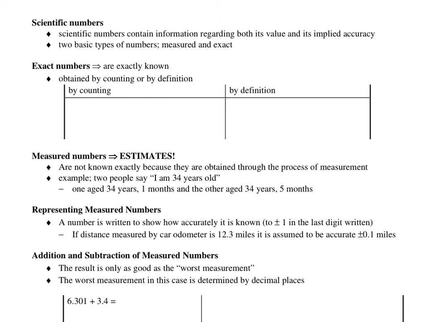There are two basic types of scientific numbers, those that are measured and those that are exact. And it's very important to distinguish between these two because calculations are handled differently depending on whether or not the numbers are measured or exact. Exact numbers are exactly known. There is no uncertainty associated with these numbers. We obtain these numbers either by counting or by definition.